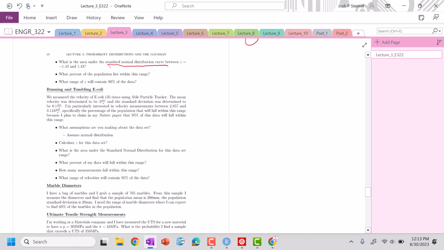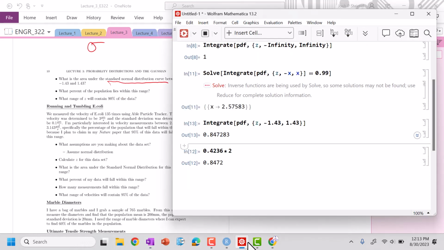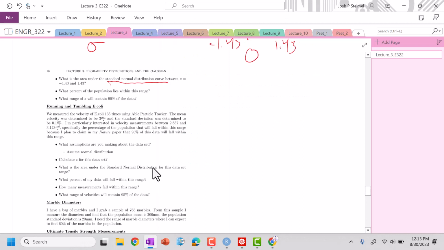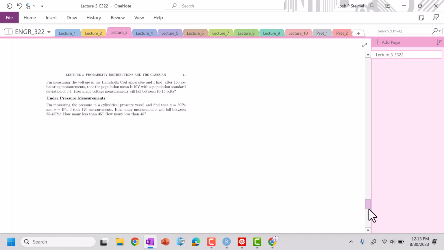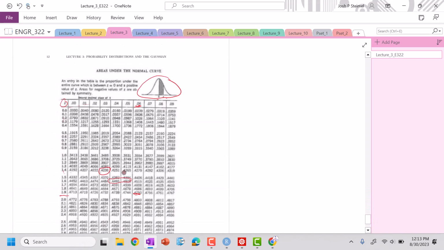Here we're asked, what percent of the population lies within the range? We know that's the percentage, right? So 84.72% or 84.7%. What range of z will contain 90% of the data? So again, we can calculate that here. The z value that gives us 90% would be the 0.45.